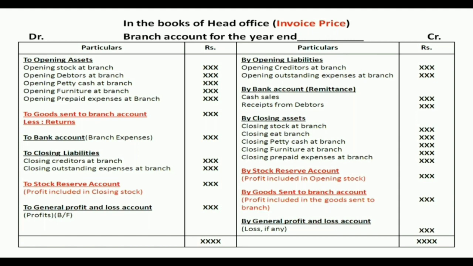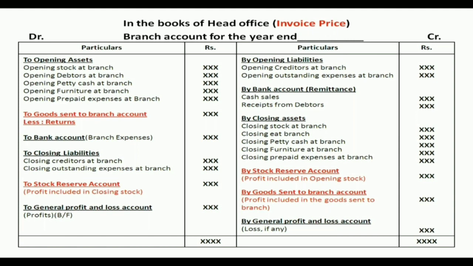Why are we supposed to record these 3 entries? In the sense, invoice price will be considered as cost plus profit. On that invoice price, the original cost of the goods along with the profit will be added. Both of those amounts will be considered as invoice price. Now we need to segregate the profit portion. That is the reason we are supposed to make 3 entries.